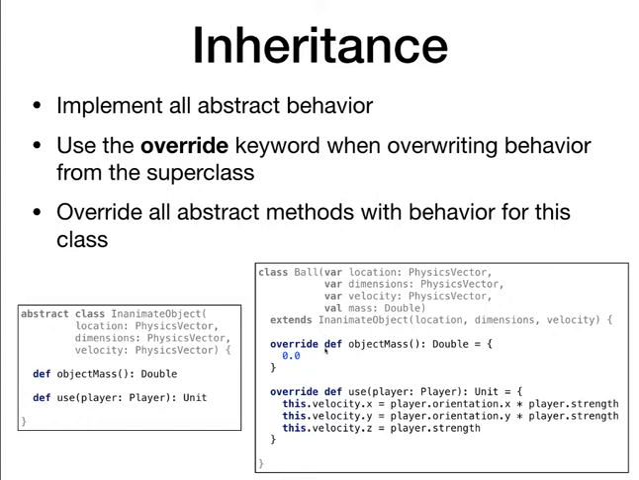And when we implement methods that have already been declared, we're going to use the override keyword. So we're overriding this behavior, which was no behavior at all. We're overriding that with some, still didn't update this slide, it's supposed to return the mass, but we're overriding it with some behavior specific to this class. Then we're going to override that use method with behavior that's specific to this class. So now, instead of having some use ball method, we're going to have a generic use method that every inanimate object has. Every inanimate object can be used by a player.